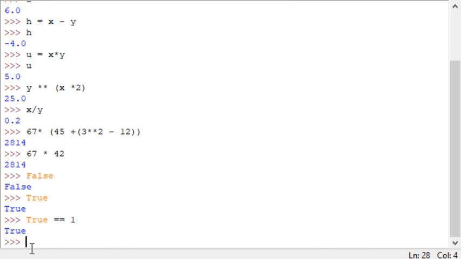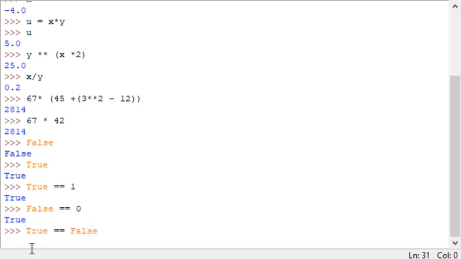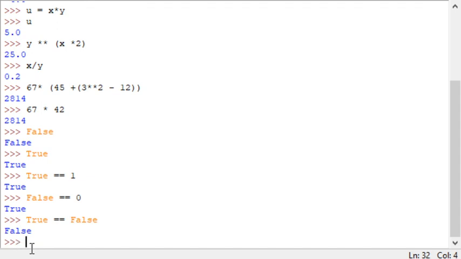So what about False equals to 0? Python says False is actually equal to 0 because 0 is False, False is 0, and that is why it's True. But what if we say True equals False? Python is going to tell us that's not true. True isn't False, 1 isn't 0, False isn't True.